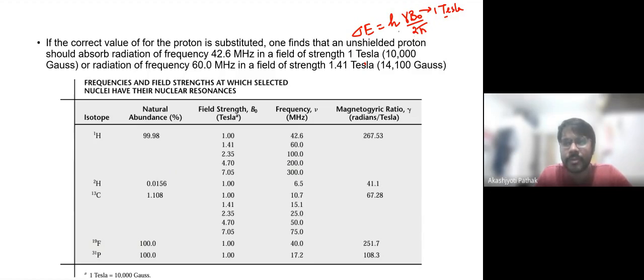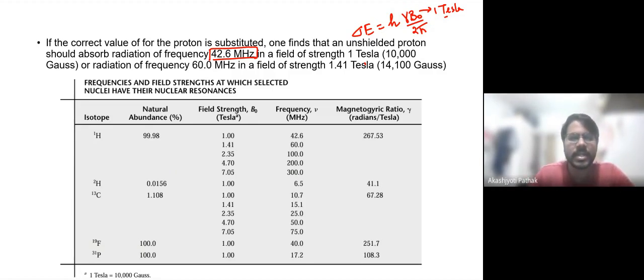and you put in the values of pi, 3.14, and Planck's constant, 6.626 x 10^-34, then accordingly you will get the energy difference. The frequency will come out to be 42.6 megahertz if it is present in a magnetic field of strength 1 Tesla, or if you keep it in a field of strength 1.41 Tesla, then you will get a frequency of 60 megahertz.